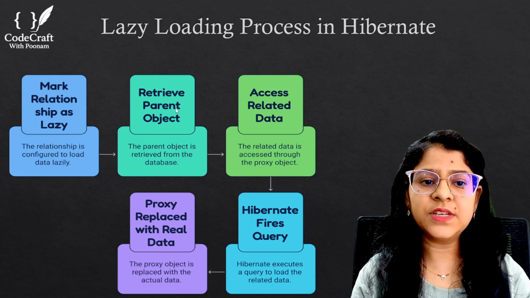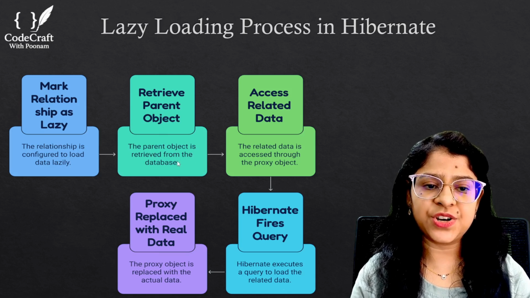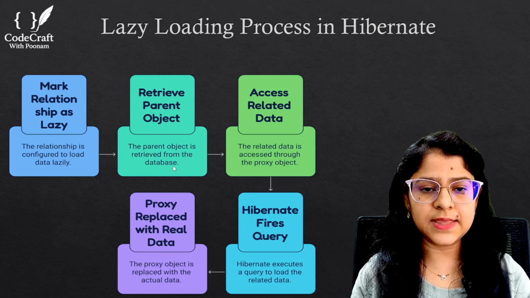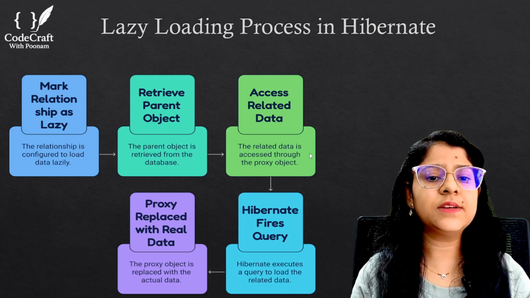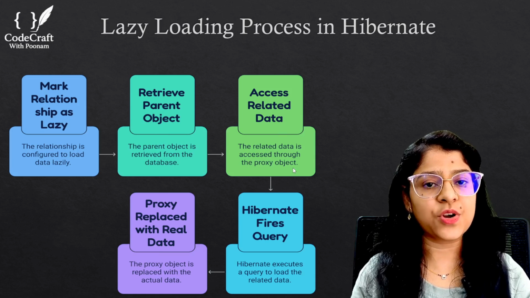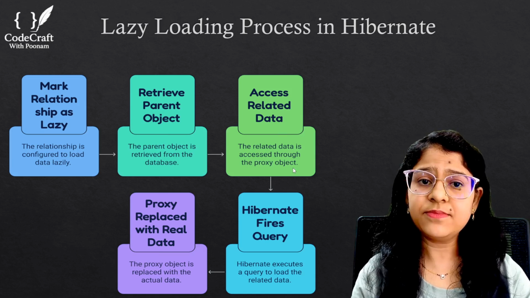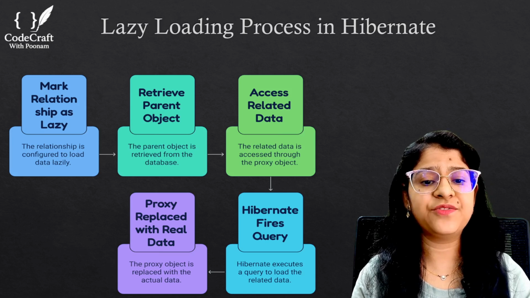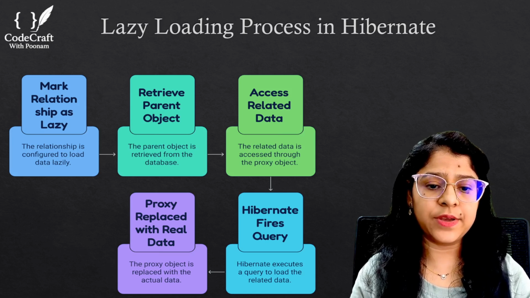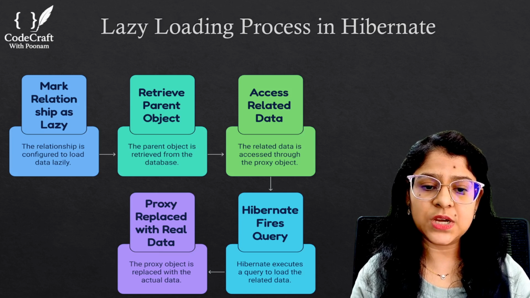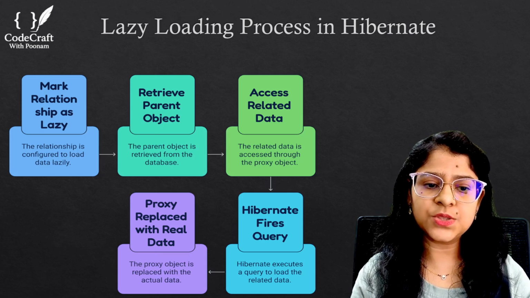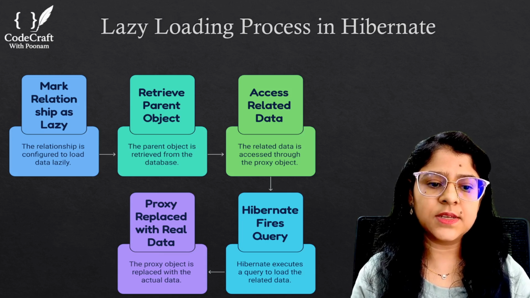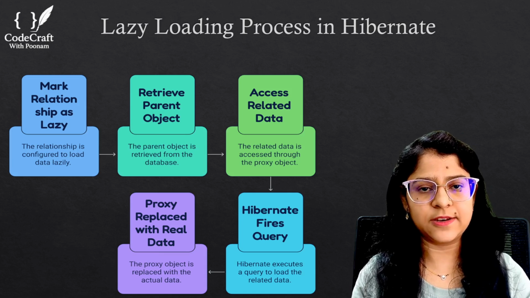Okay, and then retrieve the parent object. So here the parent object is retrieved from the database and then it accesses the related data. So here the related data is accessed through the proxy object. Okay, and based on that Hibernate fires a query. Okay, so here Hibernate executes a query to load the related data and then the proxy is replaced with real data. So that is the actual data you will get. Okay.